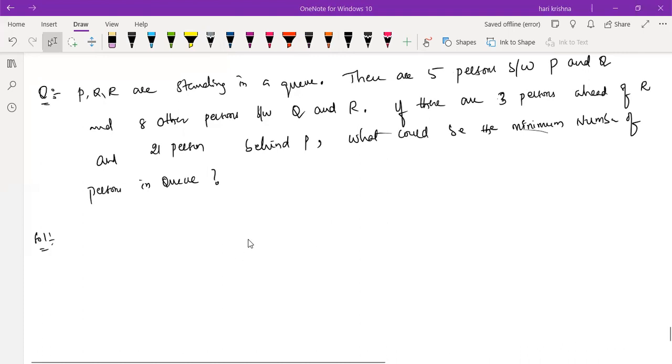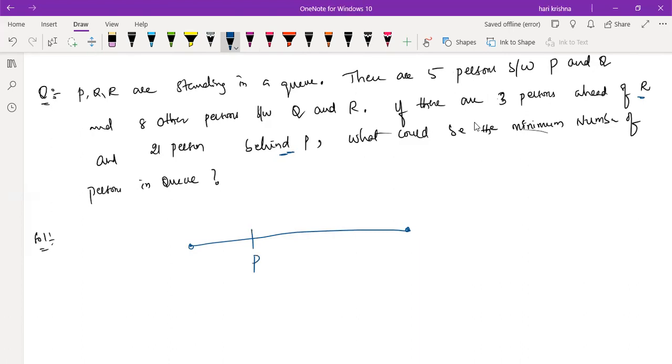So listen here carefully. One row is there, or you can say one queue. P, Q, R are standing, right? And they said 3 persons ahead of R and 21 persons behind P. That means P and R are not at the end points. There are some persons ahead of R and 21 persons behind P. How to take it between P, Q, R.